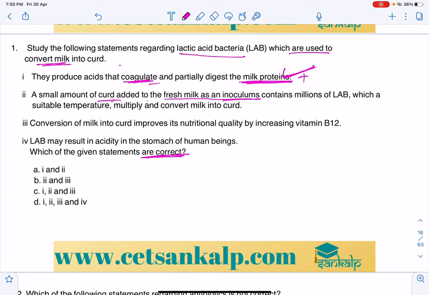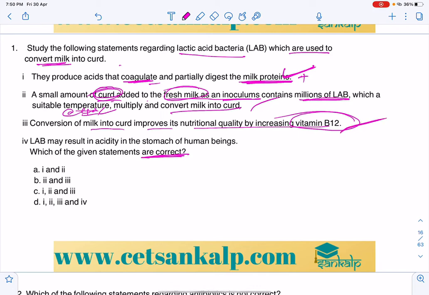So milk and curd, which is already obtained, that curd along with fresh milk will be added, which contains thousands of LAB, at a suitable temperature, that is 40 degrees Celsius, and they're going to multiply and convert milk into curd. That is also correct. Conversion of milk into curd improves the nutritional quality, increasing vitamin B12. So this is also important.